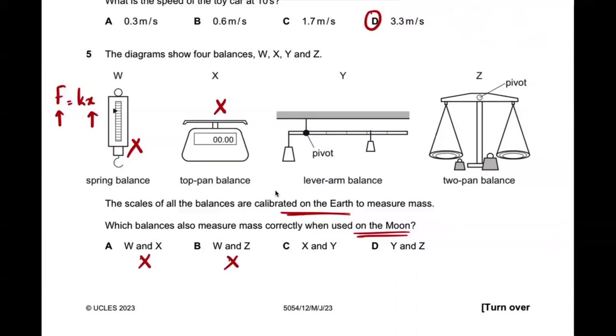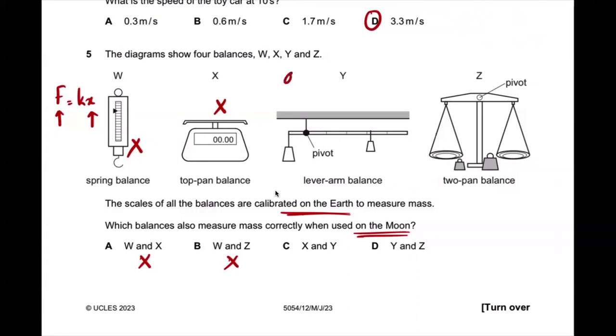And then the lever arm balance or the two pan balance, which we call a beam balance, this will work perfectly fine because this works on the idea of comparing masses, comparing weights, right? If you look at these syllabus guidelines for this thing, it says that these two instruments, they compare masses by comparing weights.